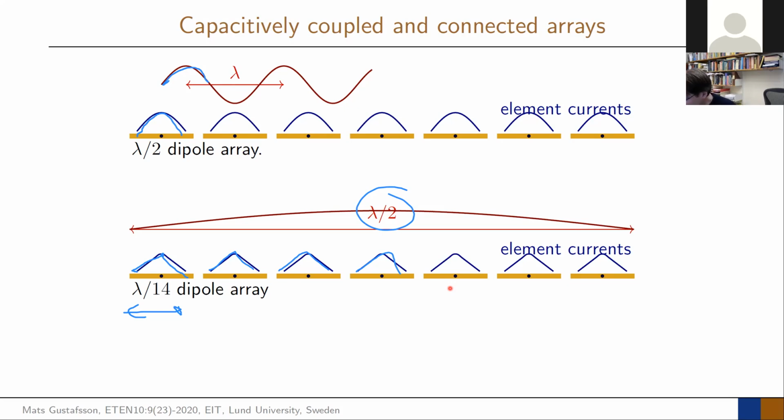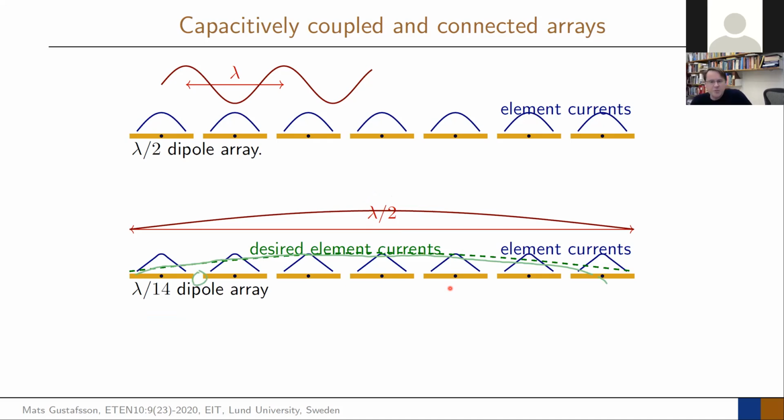And you would like to have something that looks very different. You would like to have a current here instead that has in some ways kind of this shape. So you don't want it to go to 0 between these ones. You don't want the current to disappear between the elements. And then you can ask the question, how can I do this? How can I create an element where there is a strong current between them?